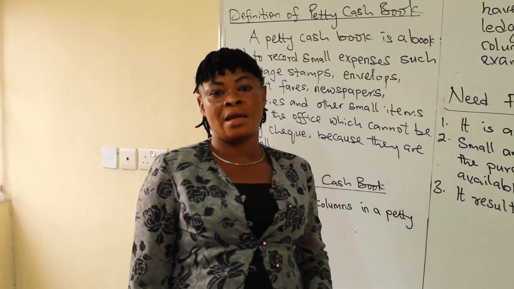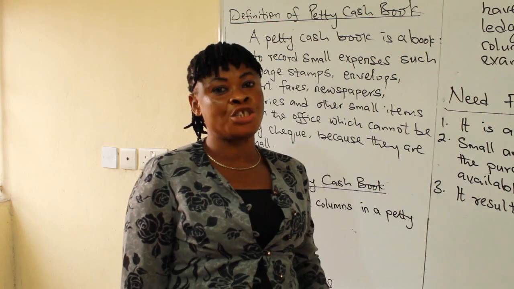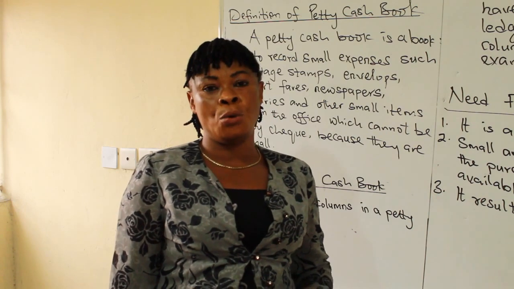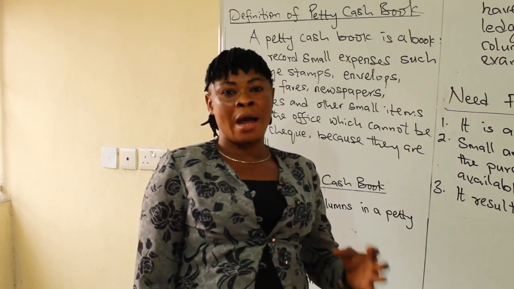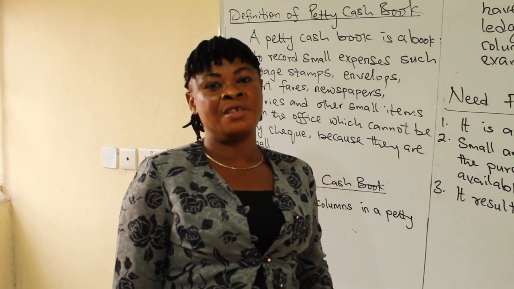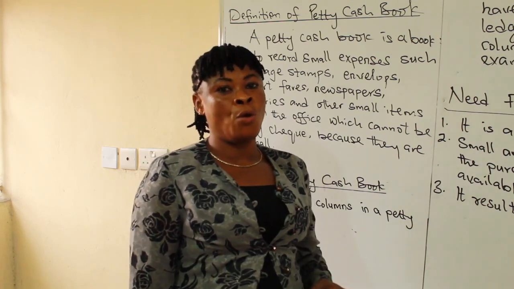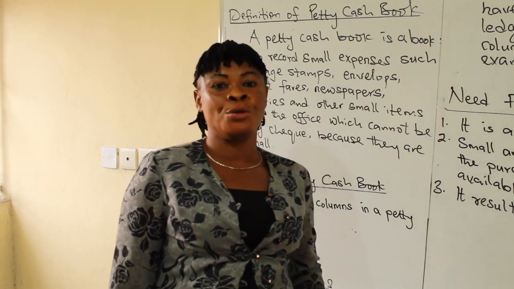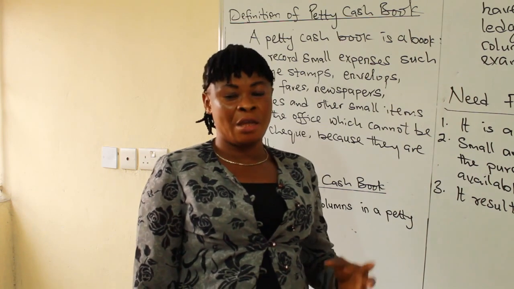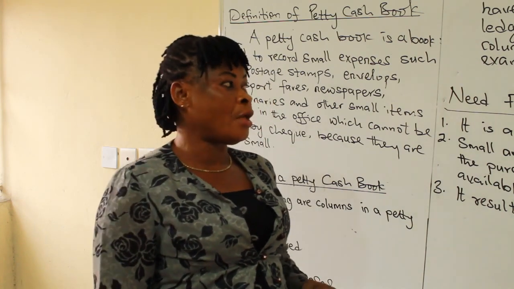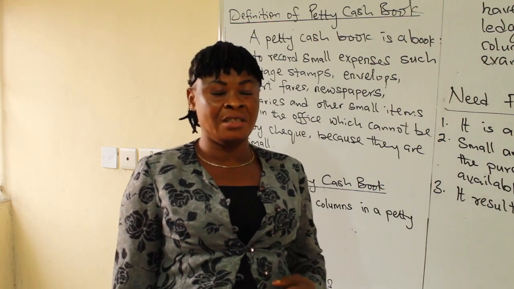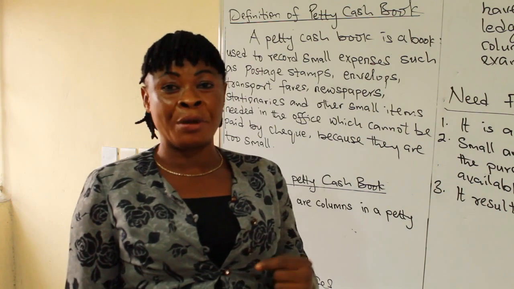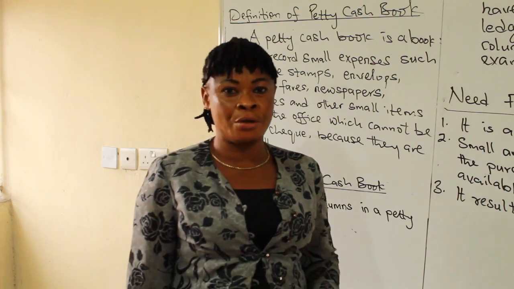Our topic for today's class is Petty Cash Book. But before we go on, I want to let you know the things you are to cover at the end of this lesson. Number one, you are to define petty cash book. Number two, you are to mention the columns in a petty cash book. Number three, you are to state the needs for petty cash book. And number four, you are to prepare a petty cash book.